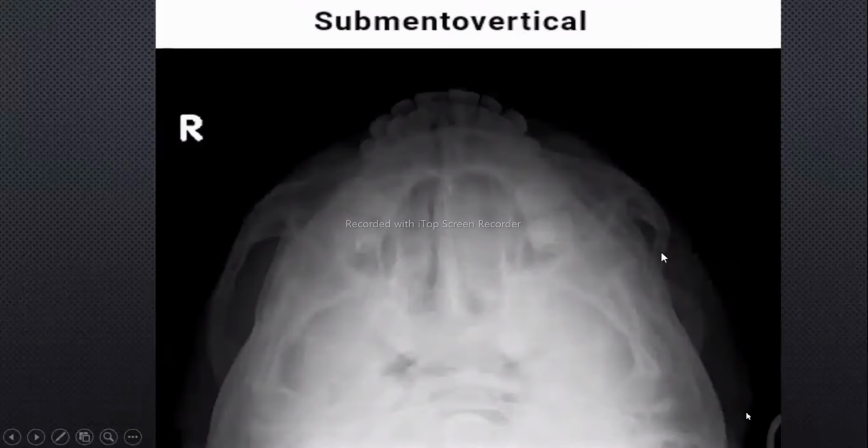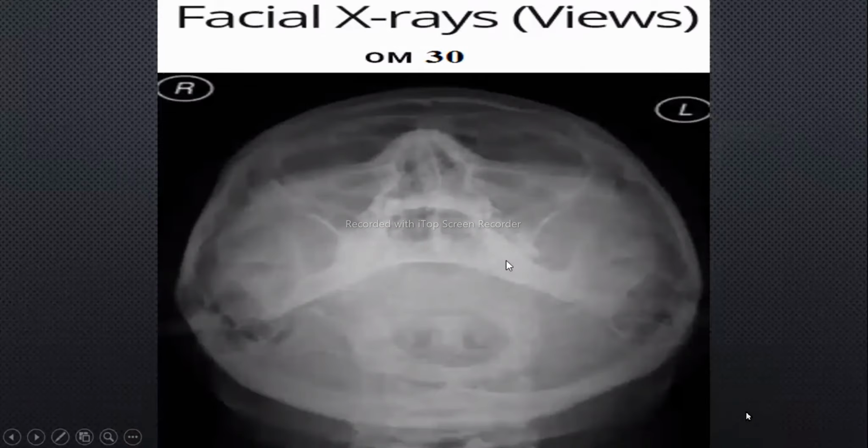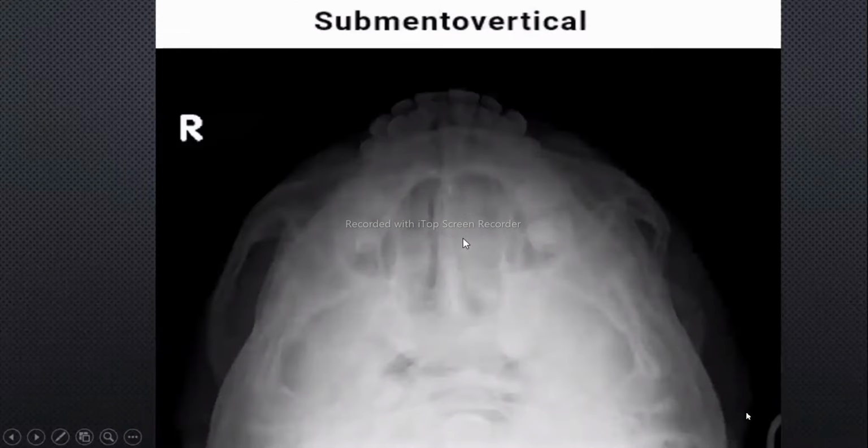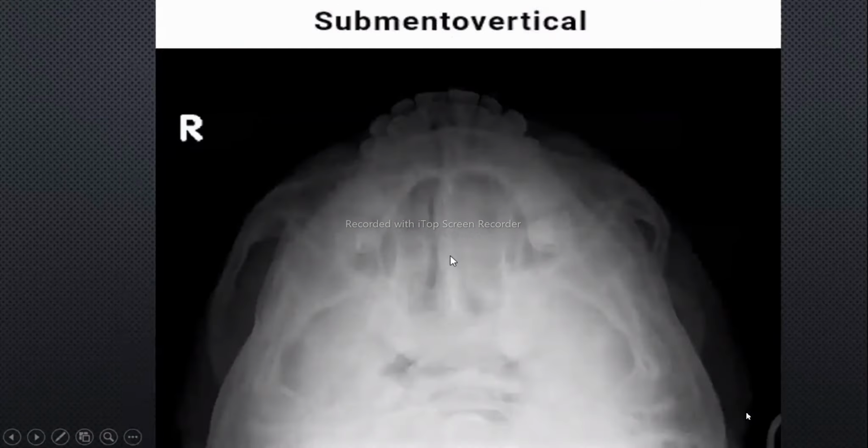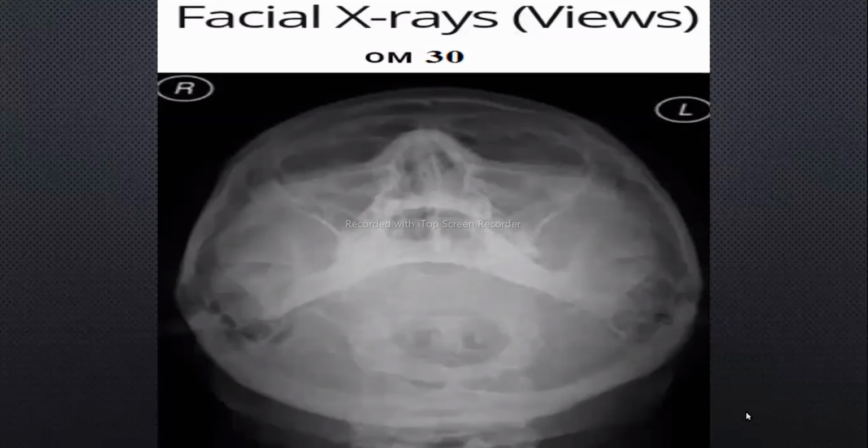This one, can you see? What's the fracture? Zygomatic arch fracture, left side. Okay. So what is the view? Submento-vertical view. Okay. And this is view 30. So can you see the difference between 30 and 15? This one is 15. It means the patient is looking forward with a degree of more extension. This one is a 30. Okay.